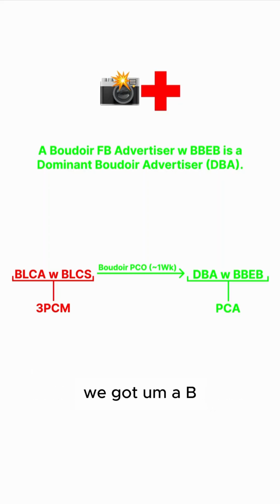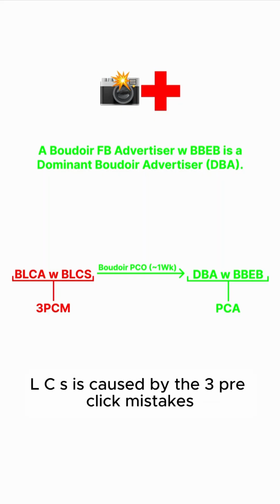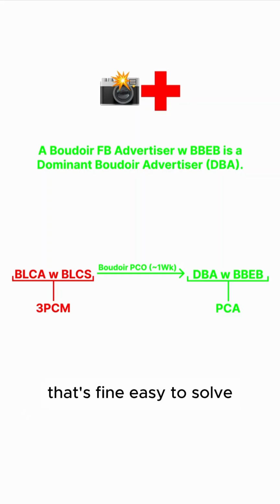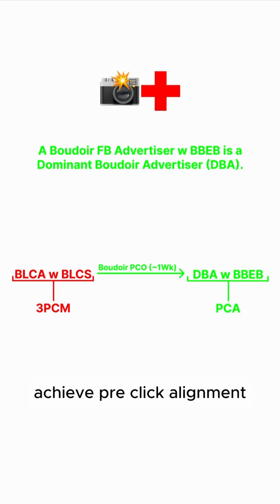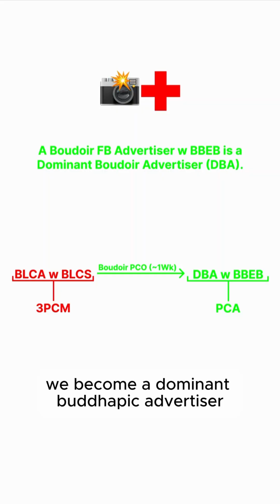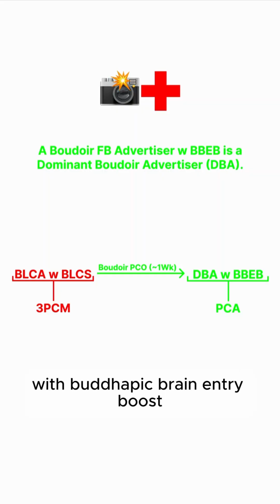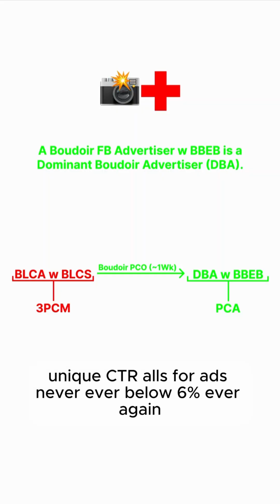So this is our full universe. A BLCA with BLCS is caused by the 3 pre-click mistakes. That's fine, easy to solve. Treated with Boudoir Pico, it takes about a week. Achieve pre-click alignment, and we become a dominant Boudoir advertiser with Boudoir brain entry boost. Unique CTRs for our ads never ever below 6% again.